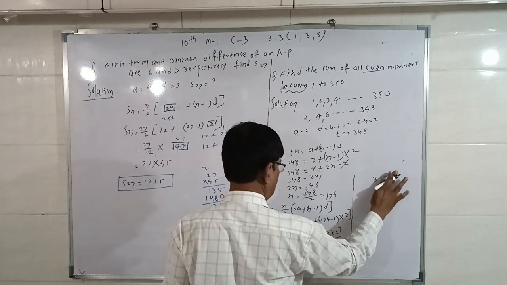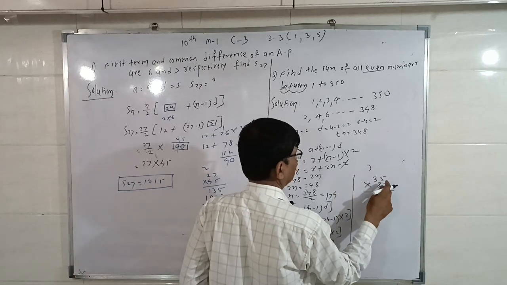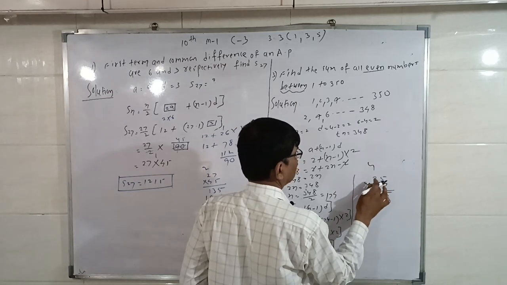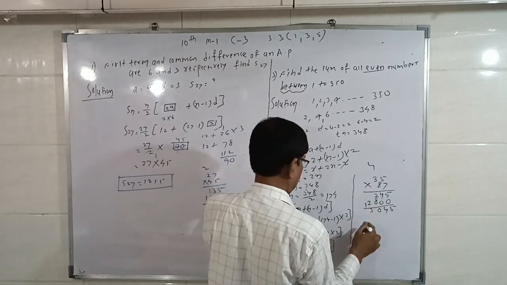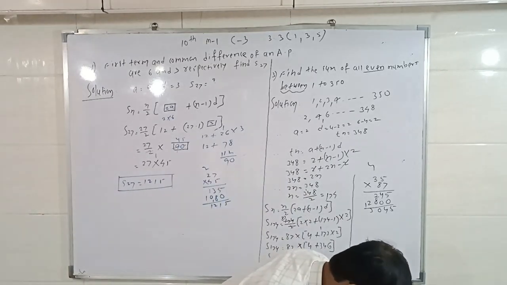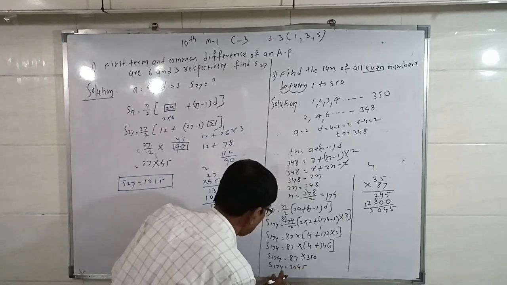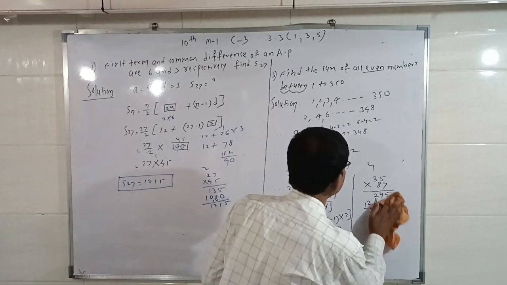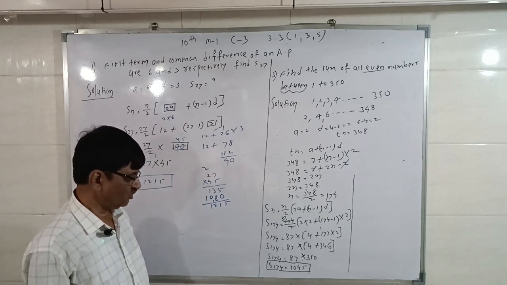So 35 into 87. You can take 0 afterward. 7 5 is 35. 7 3 is 21 plus 3, 24. 8 5 is 40. Okay, 8 3 is 24 plus 4, 28. So answer aage hamara S174 is equal to 3045. Okay, understand? So it was very easy sum. In this sum you have to find first n. n ke baad, phir n mila to hum AP ka formula use kiya, n upon 2, so answer aa gaya, S174 is equal to 3045.